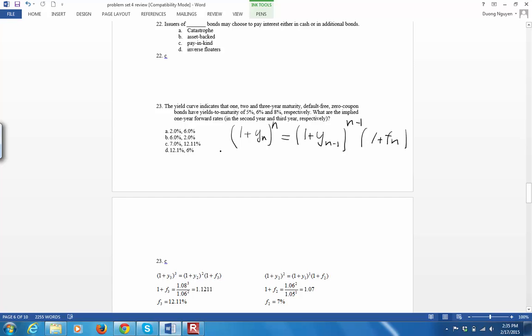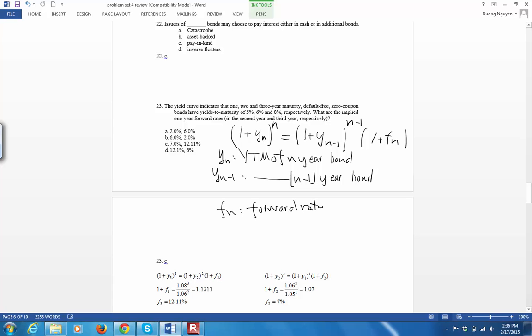Alright, so what is yn? yn is the yield to maturity of the n-year bond, the bond that has number of years to maturity equal to n. yn-1 is the yield to maturity of the n-1 year bond. Let's do the first one. What is fn? It is the forward rate. fn is the forward rate in year n.